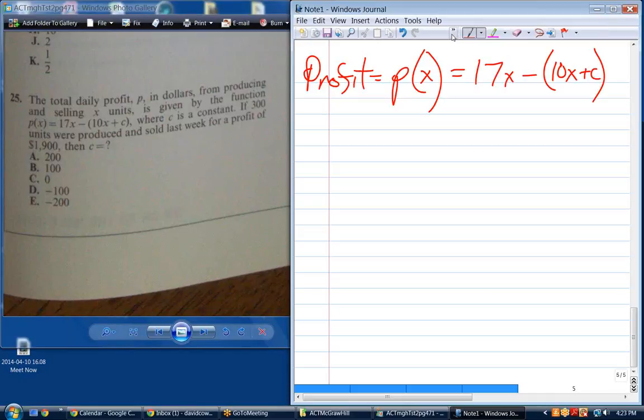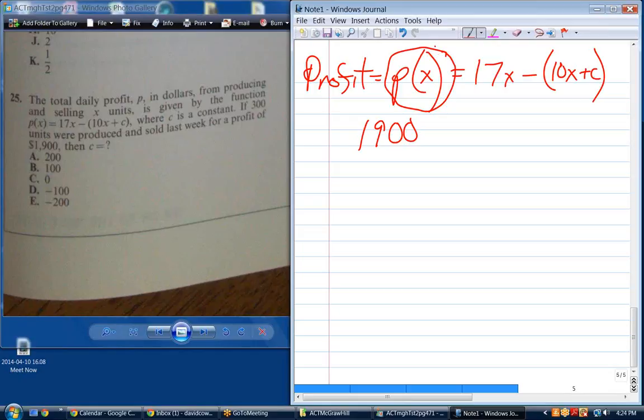Okay, P of X. So what can I write? What kind of an equation can I write now? So then 1,900 times 300. Hold on, no. That is not multiplication. That means that we have a profit as a function of X. So I could write that as just capital P if I wanted.